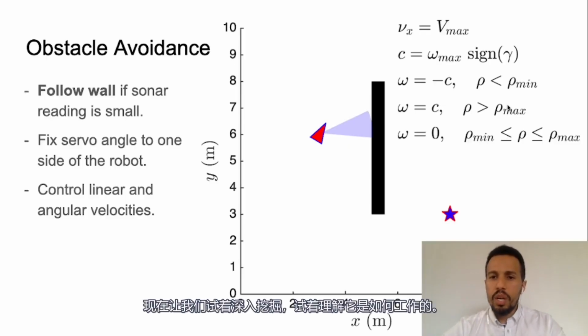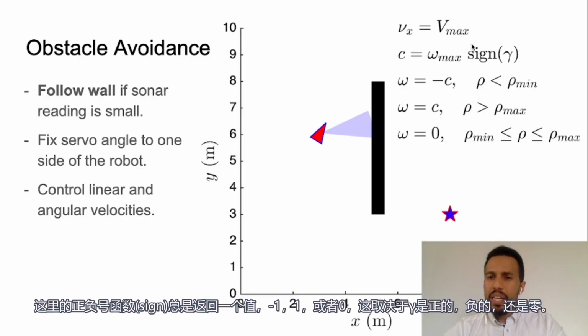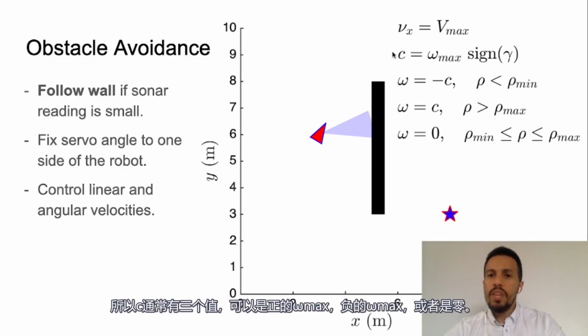Now let's try to dig deeper and understand how this works. If you take a look at c, this value over here is omega max multiplied by sine of gamma. The sine function is always going to return a value that is either -1, 1, or 0, depending on whether gamma is positive, negative, or 0, and we multiply that by omega max. So c in general has 3 values. It can be positive omega max, negative omega max, or 0.